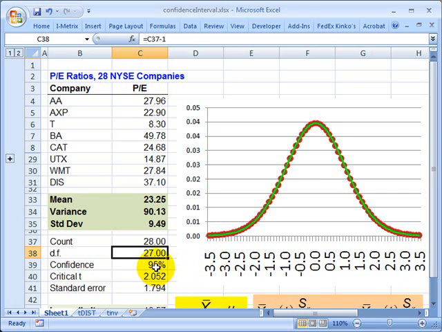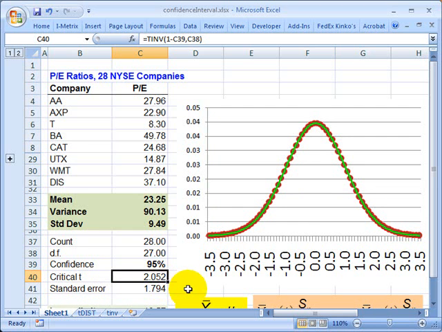Now I need to select a confidence. So this is a decision I make. I just input this. I've selected 95%. Now, in order to construct the confidence interval, I need a critical T value. So this is just like before we had Excel. We would have to look these up in the back of the statistics textbook.